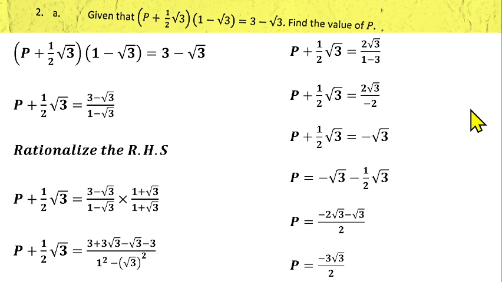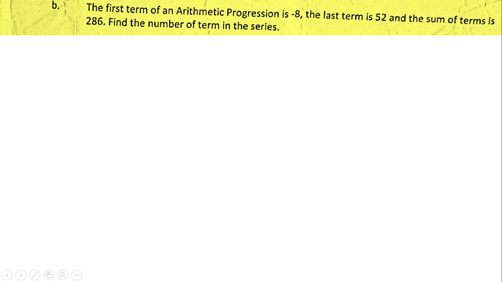Then for question number 2b, that question is from sequence and series. We are told that the first term of an arithmetic progression is minus 8 and the last term is 52, and the sum of the terms is 286. Find the number of terms in the series.